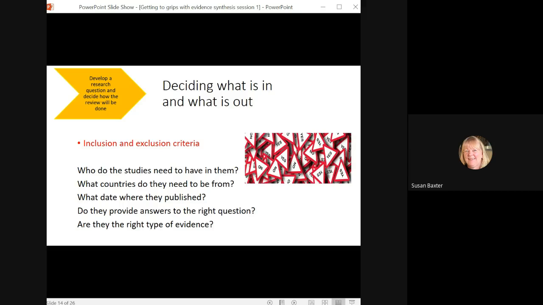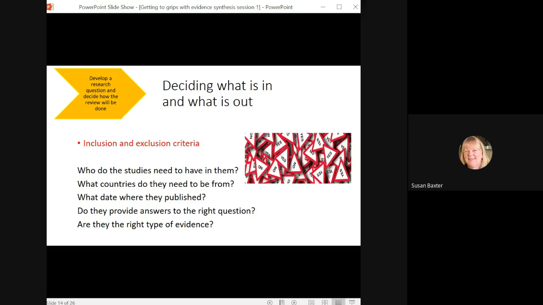So basically this is trying to decide before we start the review, who do the studies need to have in them? So what's the population? So who should have been in the research? Is it young people? Is it older adults? Is it people from minority ethnicity backgrounds? You know, who do the studies need to have? What countries might they be from?